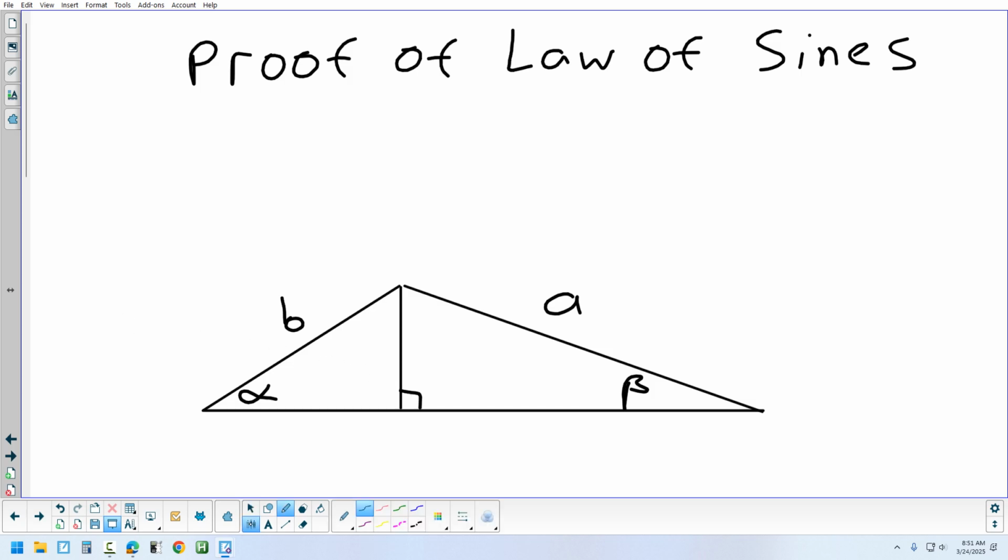Because that's the height, we can call it h. Again, we could confuse that with hypotenuse, but it's height. So we'll just use h.